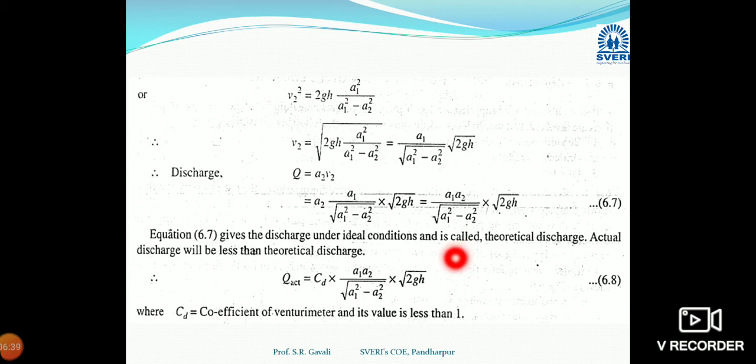But actual discharge is always different from theoretical discharge. Therefore, Q actual can be calculated by multiplying the theoretical discharge by one coefficient. That coefficient is called the coefficient of discharge, CD, which is nothing but the ratio of actual discharge to theoretical discharge. Therefore, Q actual is equal to CD into Q theoretical, and Q theoretical we know. So Q actual is equal to CD into A1 A2 divided by square root of A1 square minus A2 square into square root of 2GH. CD is the coefficient of discharge. It is always less than 1, and for a Venturi meter it is nearly 1, with a value of 0.92.